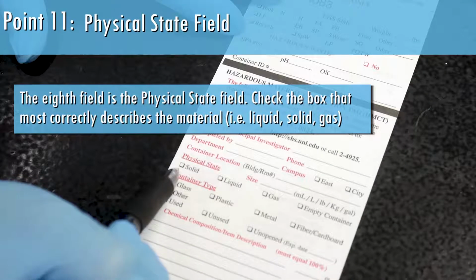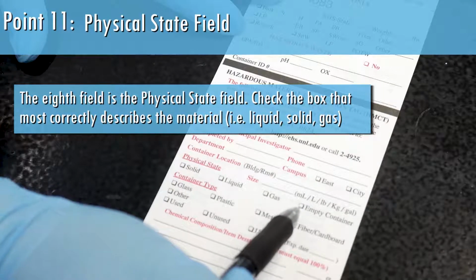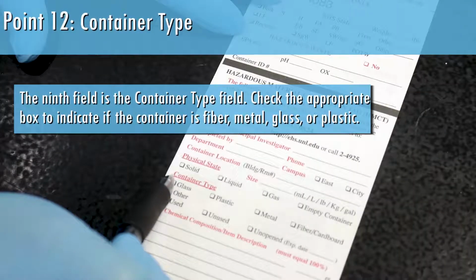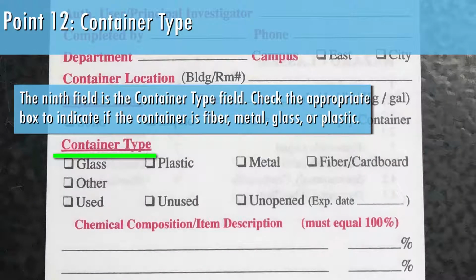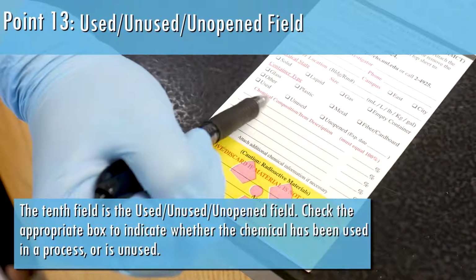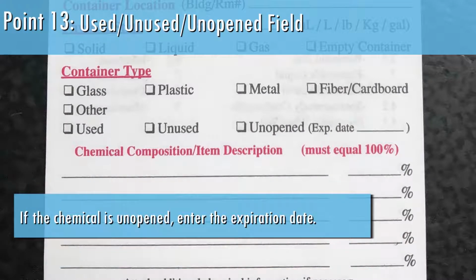The eighth field is the physical state field. Check the box that most correctly describes the material. An example: liquid, solid, or gas. The ninth field is the container type field. Check the appropriate box to indicate the container is fiber, an example of which would be a bag, metal, glass, or plastic. The 10th field is the used, unused, unopened field. Check the appropriate box to indicate whether the chemical has been used in a process or is unused. If the chemical is unopened, enter the expiration date.